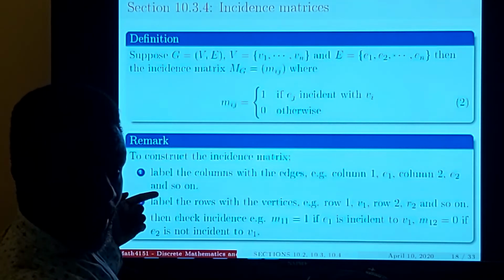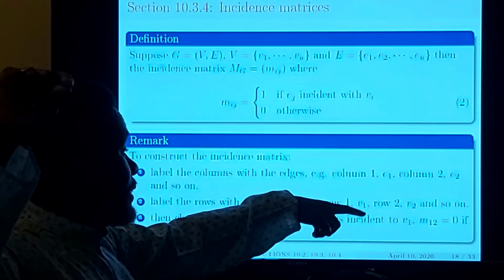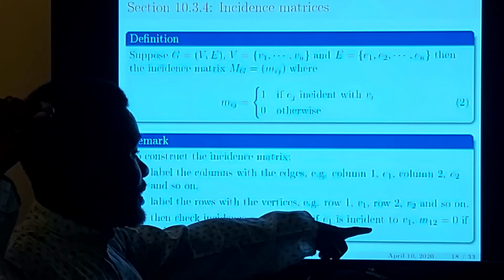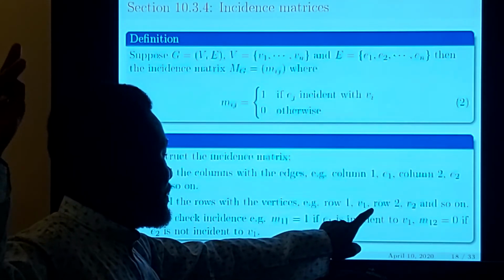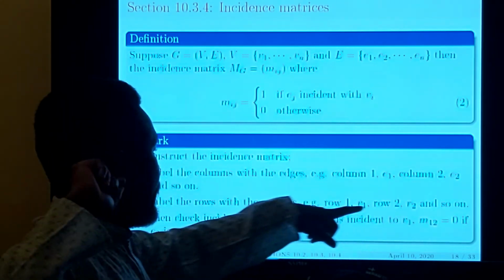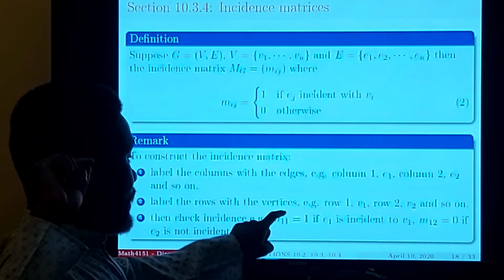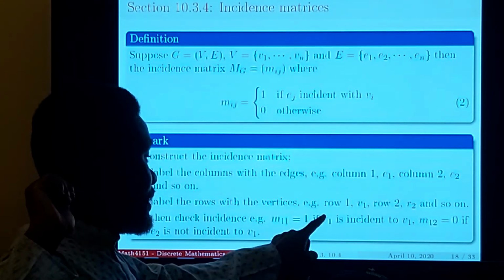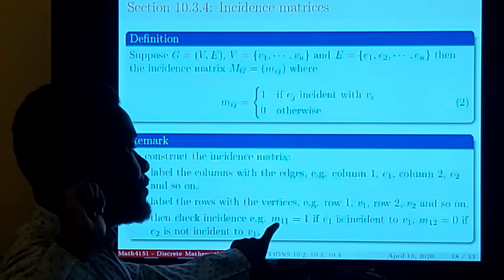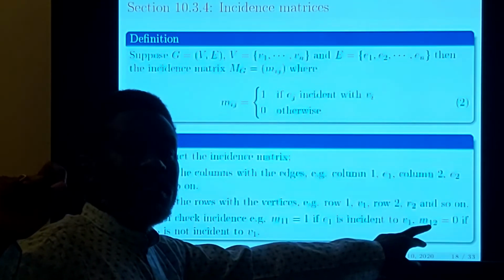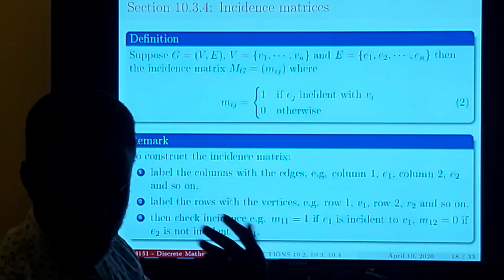So, row 1, you call it vertex V1. Row 2, here I wrote R2, it's supposed to be V2, and I'll correct. And so on. Then check incidence in terms of what we said here. M11 will be 1 if E1 is incident with V1. M12 will be 0 if the edge E2 is not incident to V1, and so forth and so on.